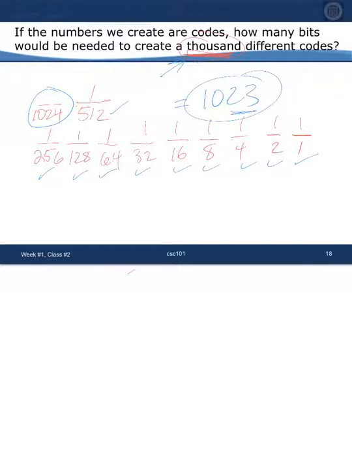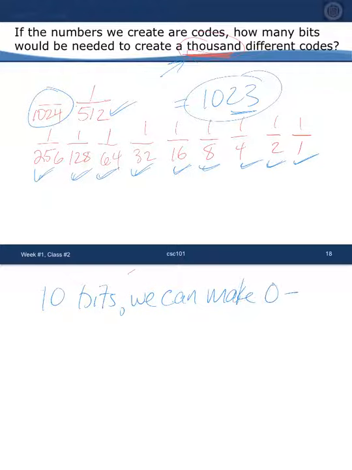And how many bits do I have here? Let's see, I've got 1, 2, 3, 4, 5, 6, 7, 8, 9, 10. So I think my summary here is that with 10 bits, we can make all the numbers 0 to 1023.